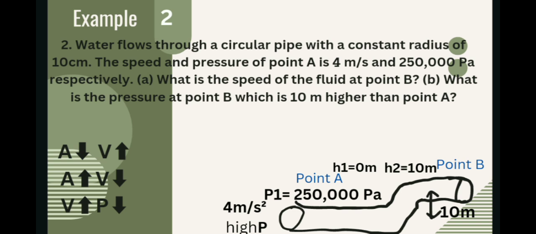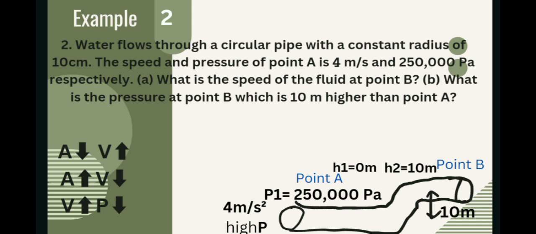The only thing that's changing is the height. Know the relationship between the speed and pressure, as we saw in the last example. If the speed increases, the pressure will decrease. So in this problem, the pressure is not going to change due to the speed. The speed is constant, so if the pressure changes, it has to be due to the height. So let's say point A is at ground level. That means point B is at a height of 10 meters.